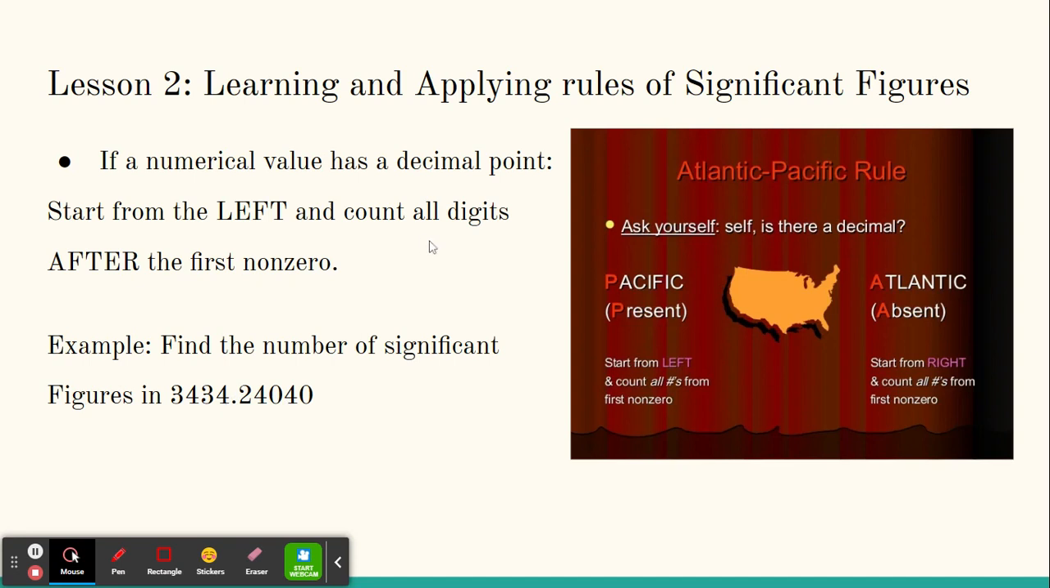A way to remember this is the Atlantic Pacific rule, which states if the decimal is present, then you will think of the Pacific Ocean, which is on the left side of the United States, and you would count going left to right after the first non-zero digit. If the decimal is absent, then you will think of the Atlantic side of the United States, which means you would start from the right and count to the left after the first non-zero digit.